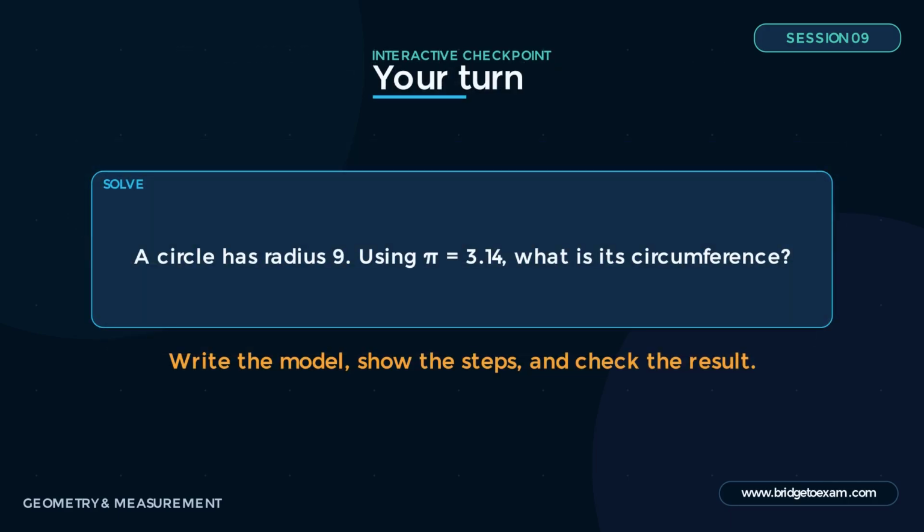Now it is your turn. A circle has radius 9. Using pi equals 3.14, what is its circumference? Write a formula or relationship before calculating, then use the next 6 seconds to finish your reasoning.